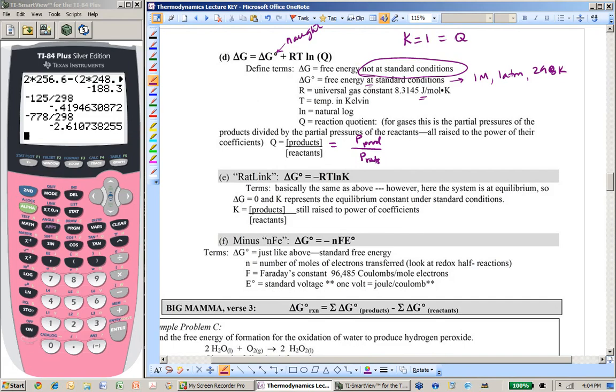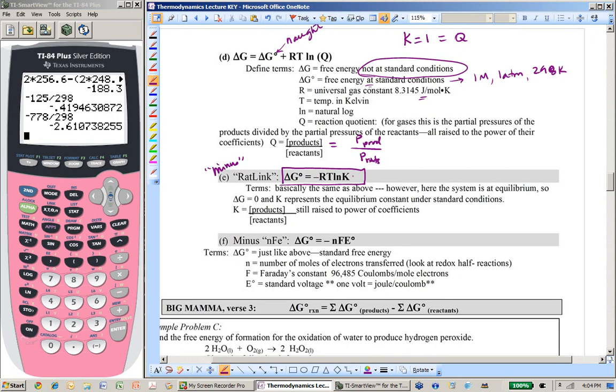So we rearrange this a little bit, and we come out with what I've always lovingly referred to as delta G equals minus Ratlink. So I put the minus in there when I say it, minus Ratlink. So delta G equals minus RT ln K, because when I'm at standard conditions with equilibrium, everything is good.